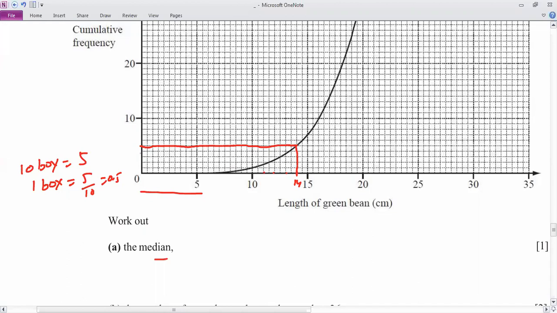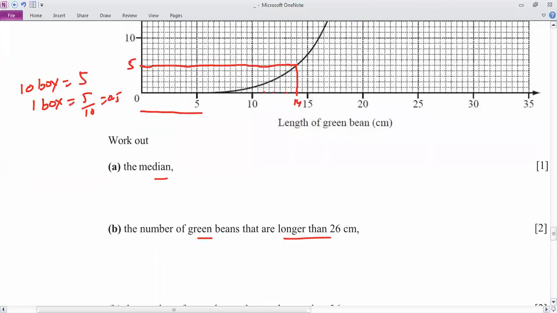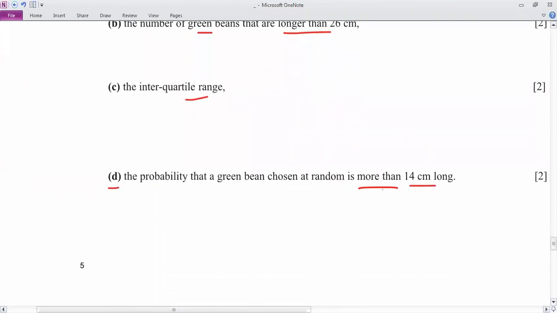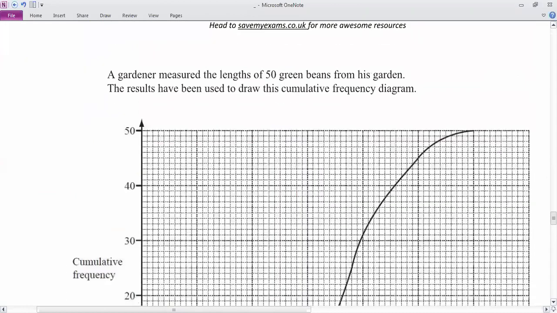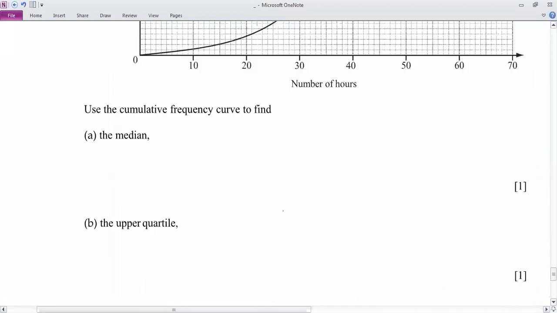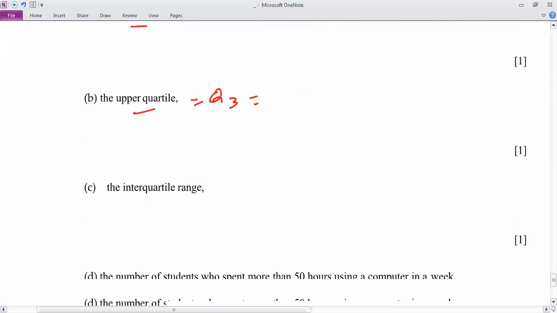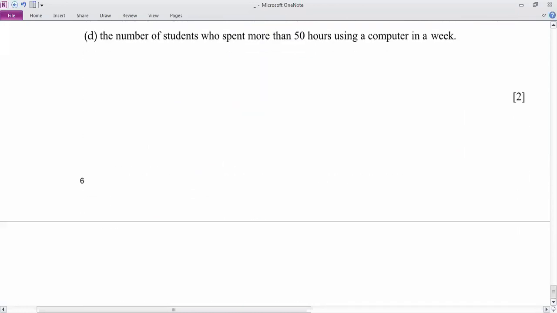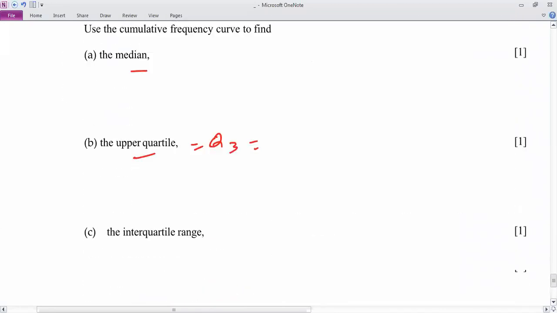It's 1, 2, 3, 4, 5. Yes. So 5 have less than 14, but you have to go more than 14. Okay, more than 14. Total is 50. So it means more than 14 is 45. 45 out of 50. That will be the probability, because the number you selected is more than 14 centimeters, 45 out of the total 50. This one is again the same. Median, upper quartile Q3. You will find it in a similar way. Exactly, this is the same question with no difference.